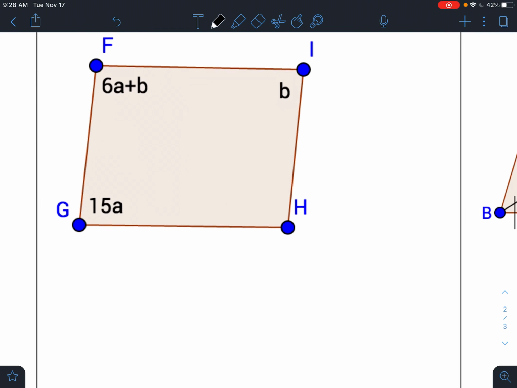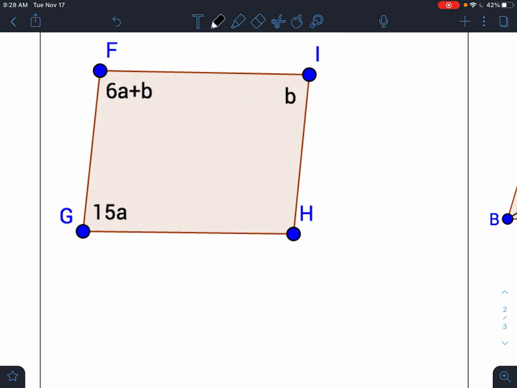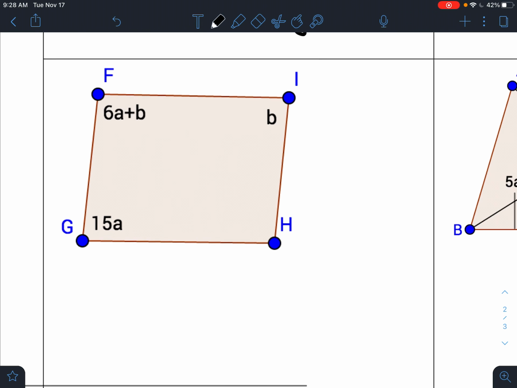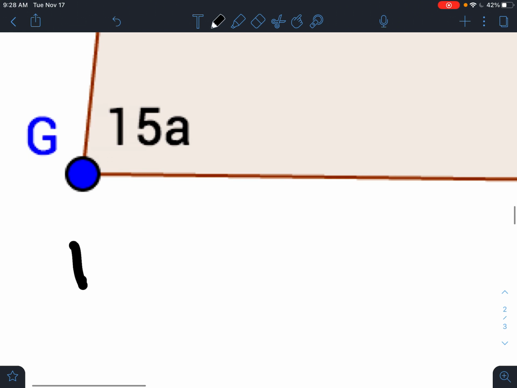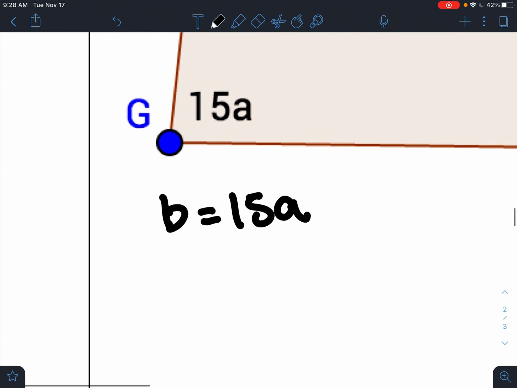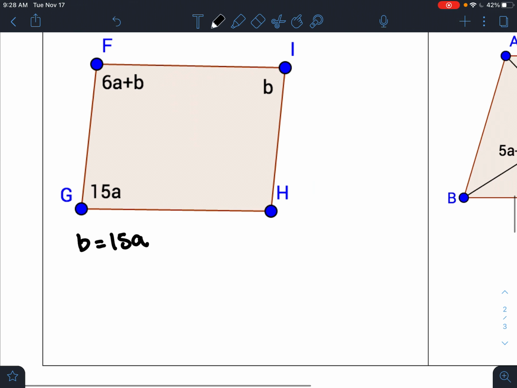So I like this question because we're going to have to do some systems of equations. So it's the same type of setup as what we did up here. The difference, though, is I'm going to have to manipulate two different variables. So if I look at my picture, I want to set my opposite angles as congruent. So I'm going to set B equal to 15A. And the problem is I can't do anything with that, right? Because I have two different variables. So I have to set up a second equation.